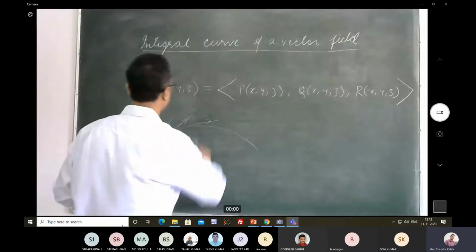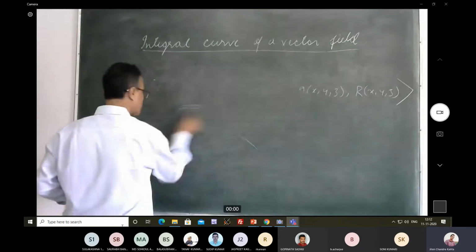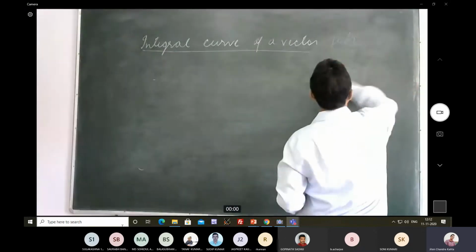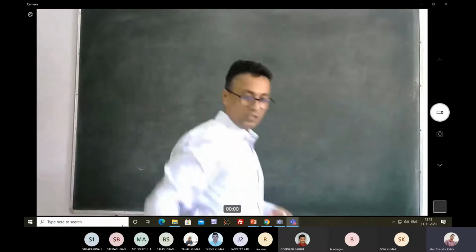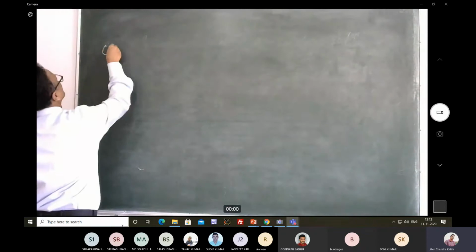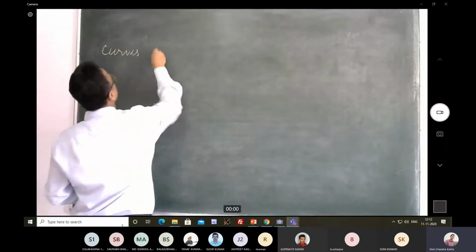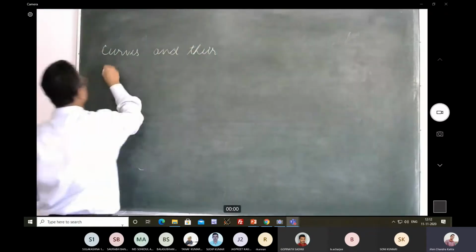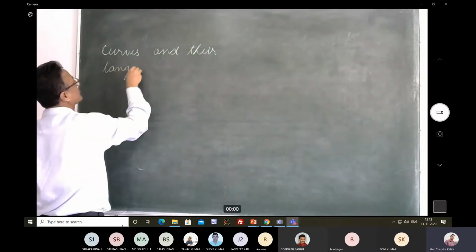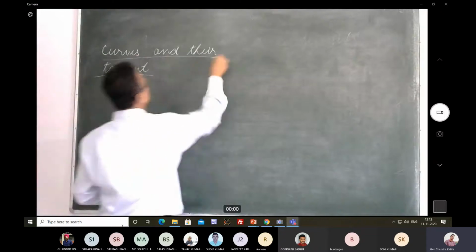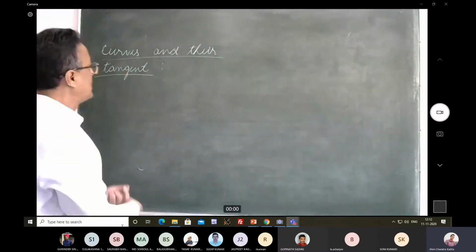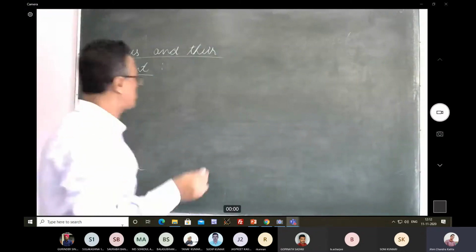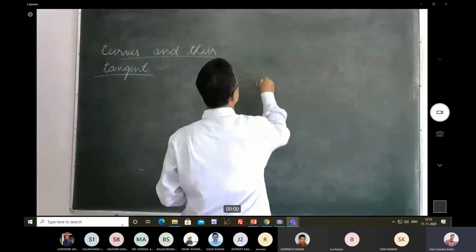I'll be doing some more concepts related to this integral curve, but before that, I'd like to take you back to something which I taught yesterday. Let me get back to these curves and their tangent. Curves and their tangent. Okay. So yesterday, what I did, I told you about.